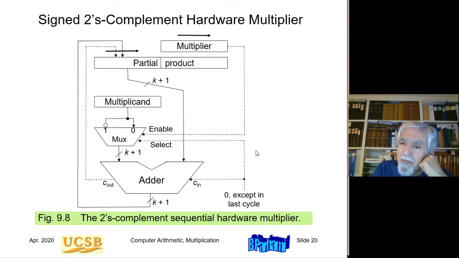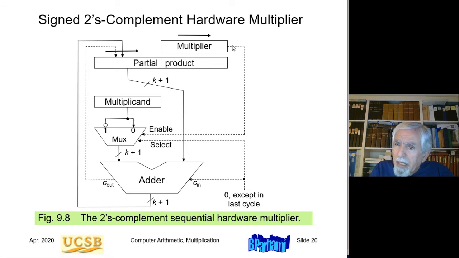Okay, so again, this is very simple hardware, just an adder plus a multiplexer and the control unit, which keeps track of the number of iterations, say 32 for 32-bit multiplication. And it also remembers to assert this control signal in the very last cycle, so that subtraction is performed instead of addition.